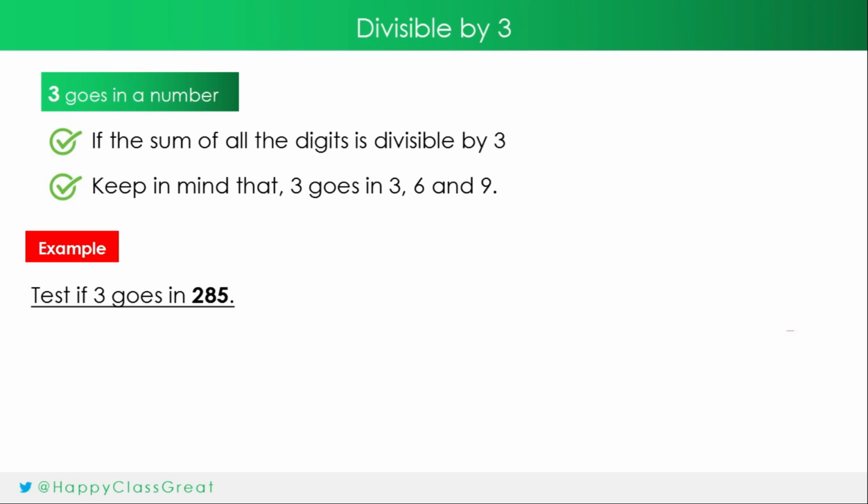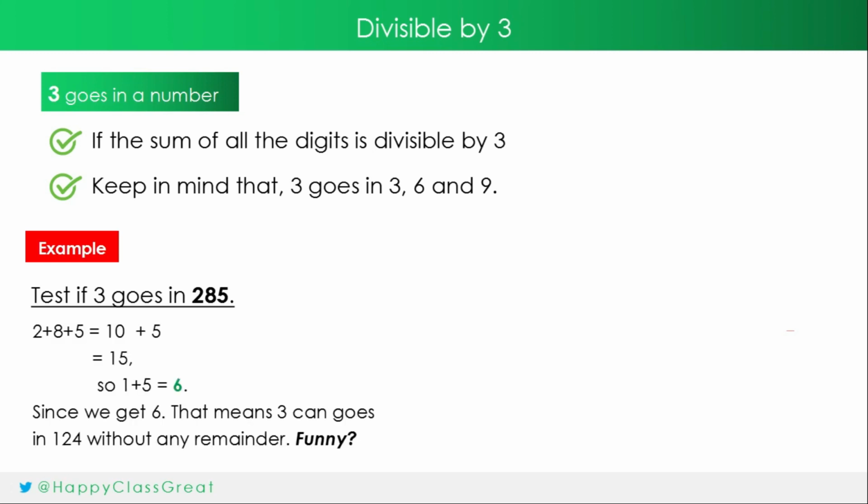Now let's quickly move on to test if 3 goes in 285. I remember that the first thing I said is that when you want to know if 3 goes in a number, the sum of all the digits is divisible by 3. That means you add all the digits together: 2 plus 8 plus 5. 2 plus 8 is 10, and we add it to 5 so that it can be easy for you. 10 plus 5 is 15. You understand? So this 15 also, we put an addition sign in the middle, 1 plus 5, and that's 6.